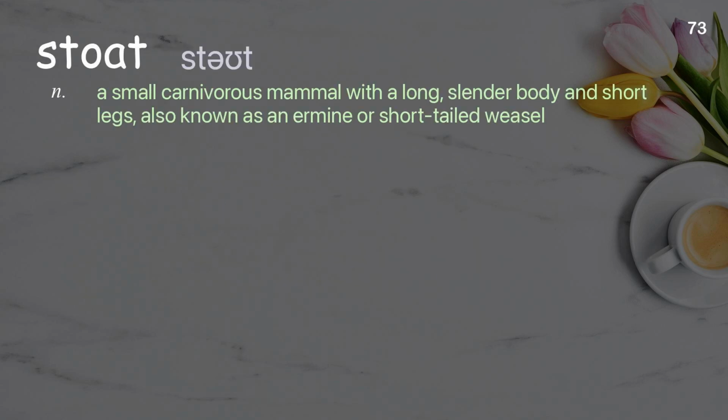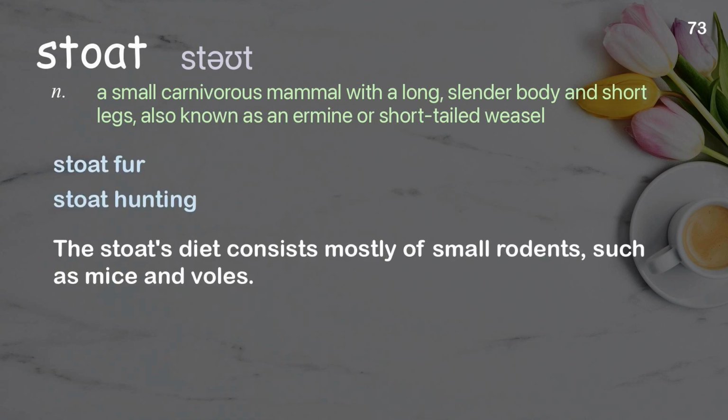Stoat. A small carnivorous mammal with a long, slender body and short legs, also known as an ermine or short-tailed weasel. Examples: Stoat fur. Stoat hunting. The stoat's diet consists mostly of small rodents such as mice and voles.